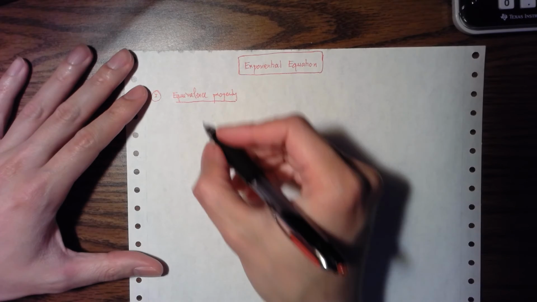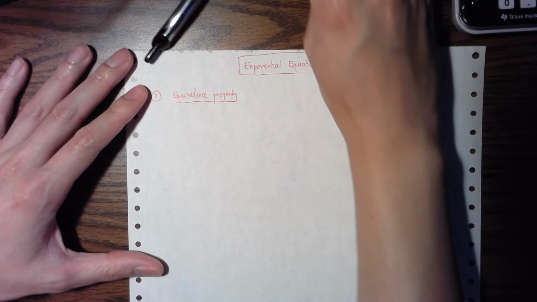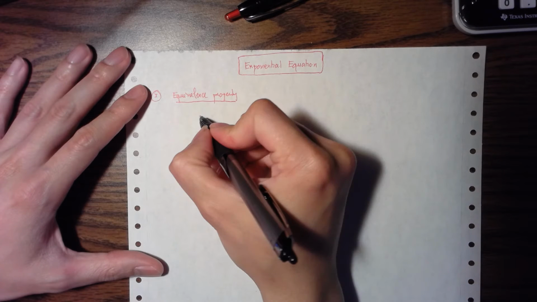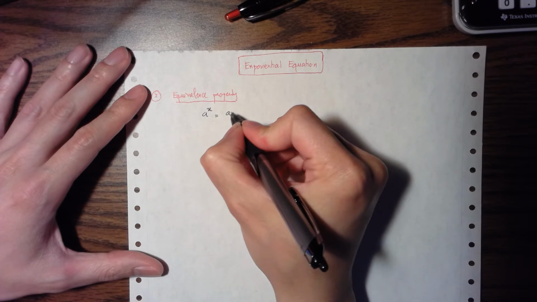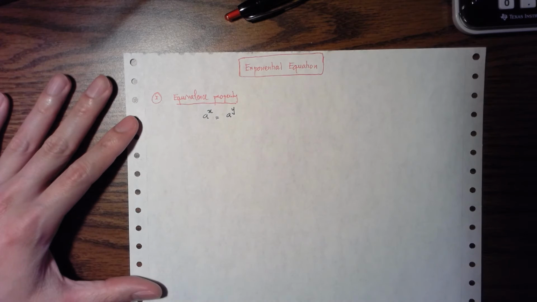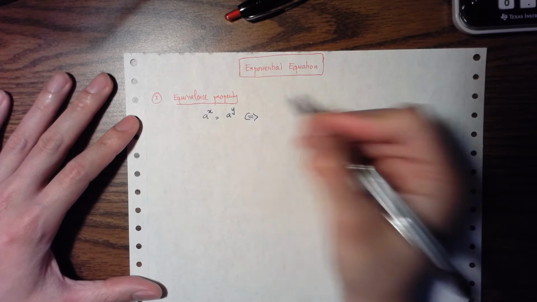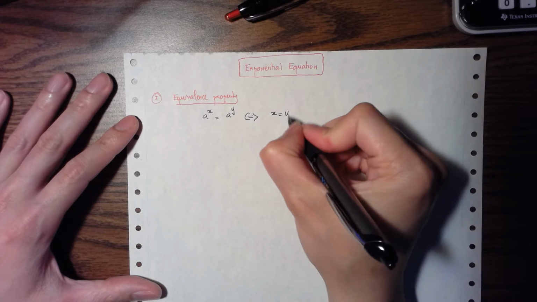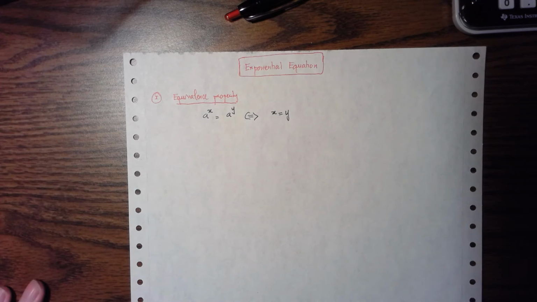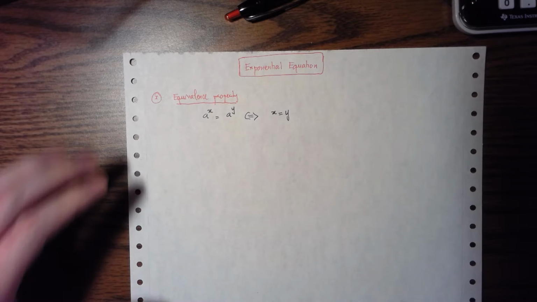The equivalence property says that if we have a to the x equal a to the y, then this is equivalent to x equal y. This one we already learned in college algebra. As long as we have the same base, we can set the exponents equal to each other. I can give you a very quick example of this one.